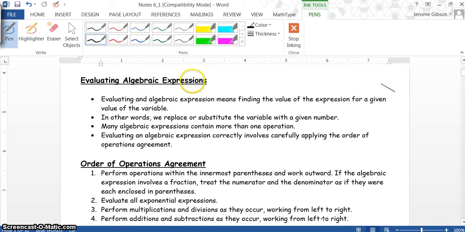Evaluating algebraic expressions. Evaluating an algebraic expression means finding the value of the expression for a given value of the variable. In other words, we replace or substitute the variable with a given number. Many algebraic expressions contain more than one operation. Evaluating an algebraic expression correctly involves carefully applying the order of operations agreement.